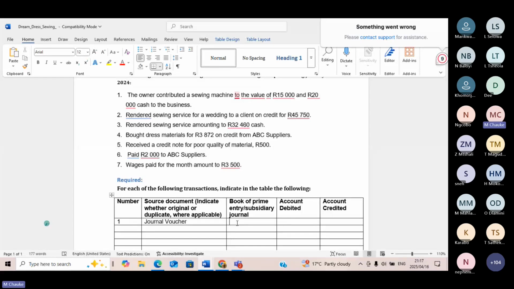Right, so we are going to record this. So now we've got what's this? We've got the debtors journal. The debtors journal is a book of prime entry where we record transactions where we have sold goods or rendered a service on credit.